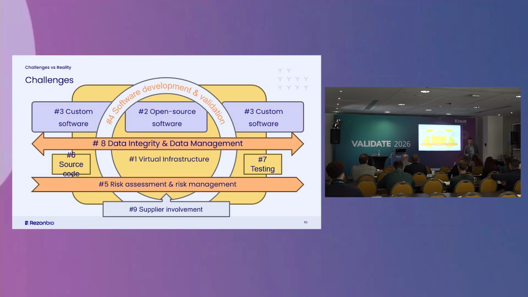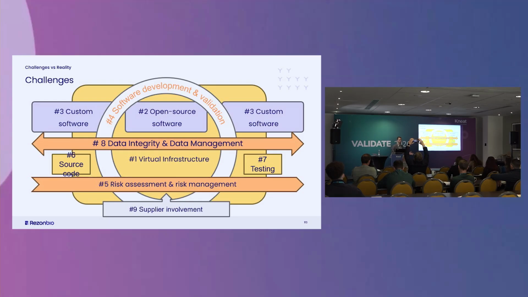Number 7, testing. A big solution, and we need to do proper testing. How not to kill the project, how not to over-test and still deliver the value and still have a validated system. Data integrity. We will process a lot of data, and we need to ensure data integrity and manage the data in the organization.